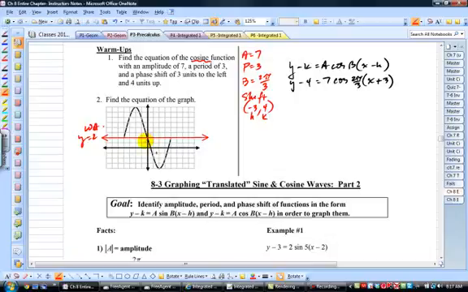Let me see, we've got 2, 4, 6, 8. It's 8 high, and then it's down at negative 4. So from 2 to 8, this is my amplitude right here. Amplitude is equal to a, 8 minus 2 is 6. Amplitude is 6. Let me just record that here.